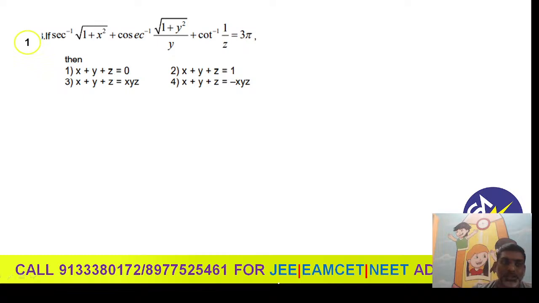Yeah, let us look into the questions now. Question number 1. What is this? Secant inverse of under root of 1 plus x square plus cosecant inverse of under root of 1 plus y square divided by y plus cot inverse of 1 by z equal to 3 pi is given. So let us solve this question now.